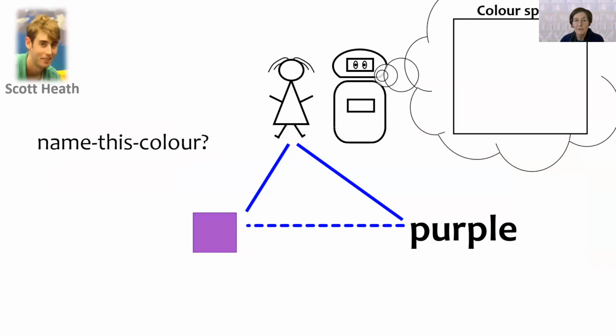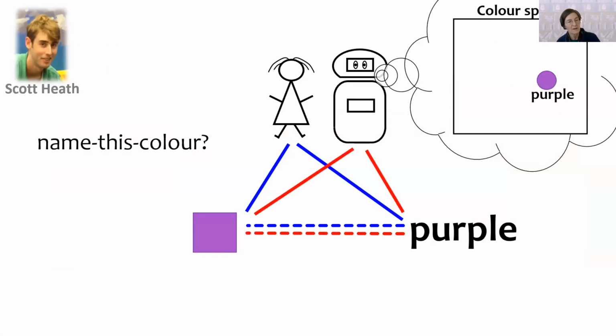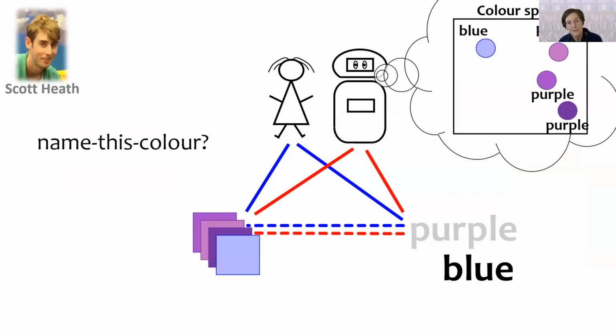So the triangle of meaning for the child is that purple refers to the color purple, but they don't experience it in the same way. The robot is representing it in a color space, so it gets an instance of purple, another instance, a third instance. So it has different examples to understand the concept of purple. It's going to have to generalize over those. Then it sees a different color, blue, another one.